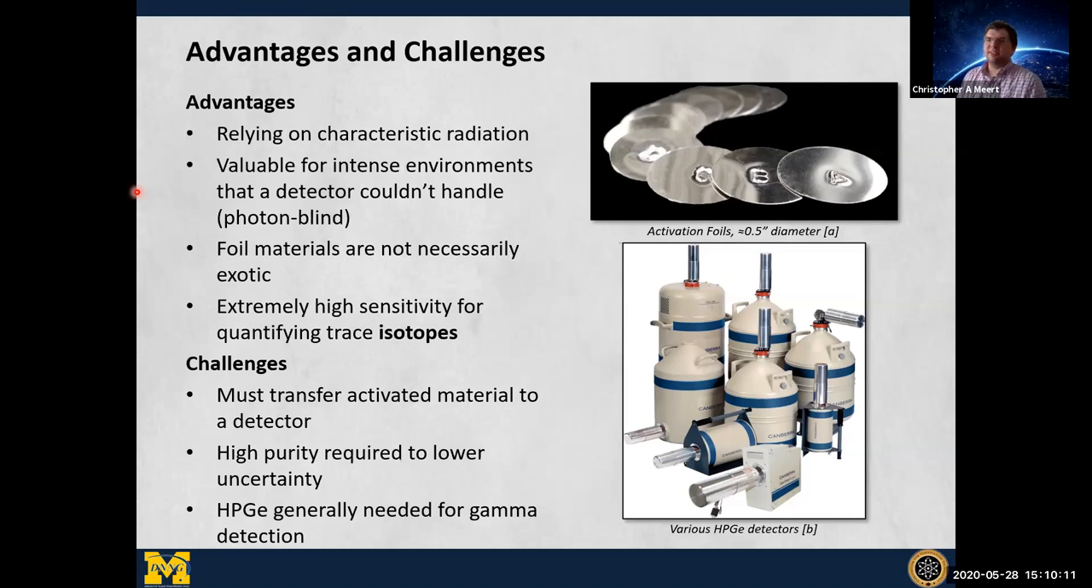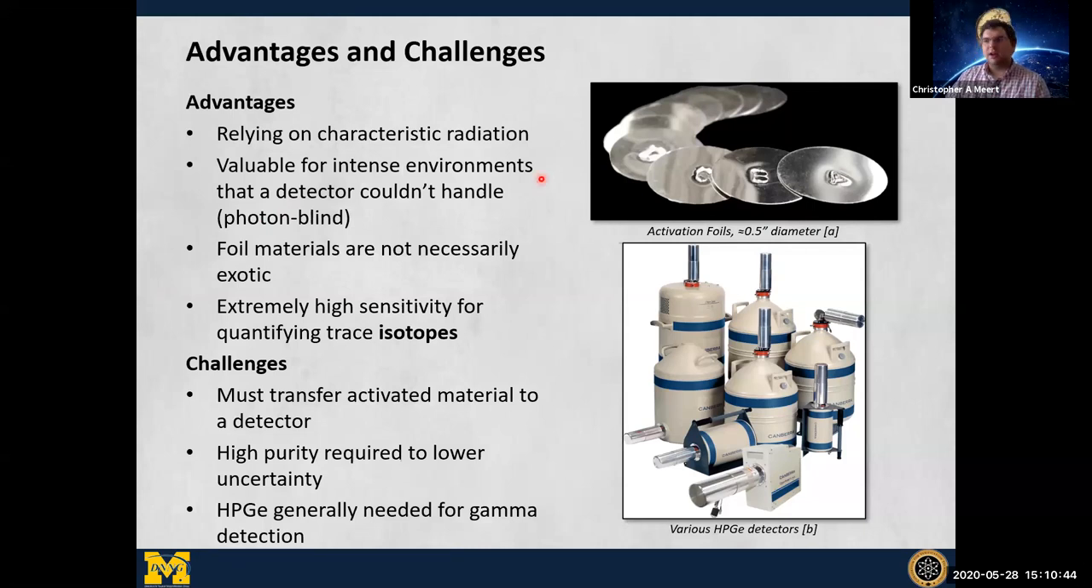More advantages include that these foil materials are not necessarily exotic materials that are hard to get. You'll see that common materials can be used, like aluminum or iron. So these can be convenient. And again, because we're relying on this characteristic radiation and because we can use, in some cases, high fluxes of neutrons, this method of analysis has very high sensitivity to identify, say, trace elements and trace isotopes in any given sample. That can be quite valuable when you're looking at some unknown sample.